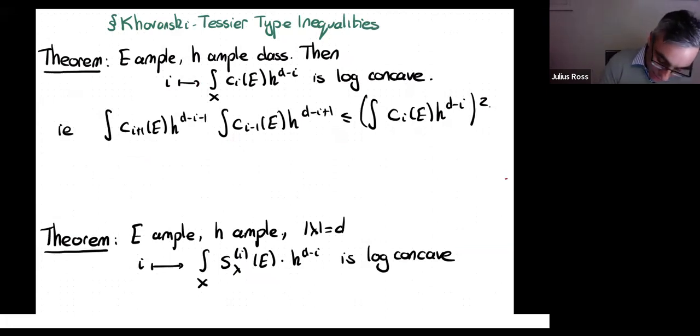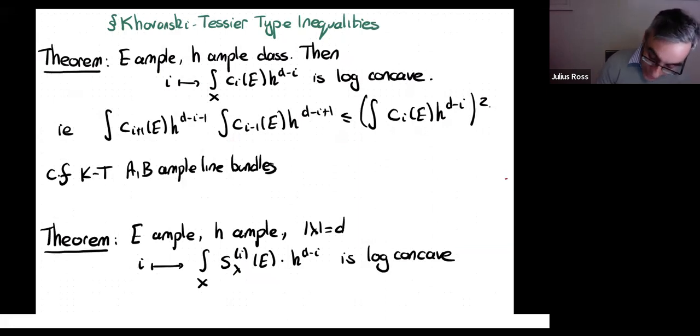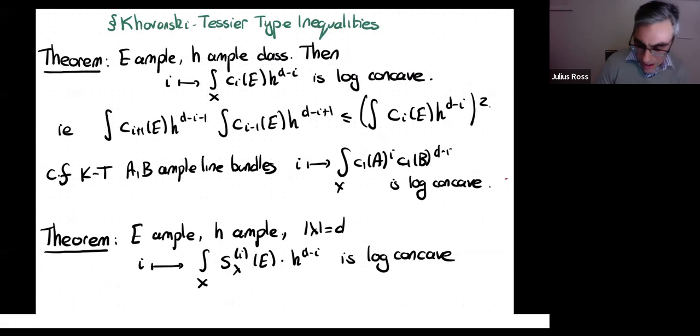So let me just say, the Khovanskii-Teissier inequalities say the following. They say if A and B are ample line bundles, then i goes to the integral of c_1 of A to the i, c_1 of B to the d minus i is log concave. So I hope it's clear that's the same sort of idea, right? Here we've got two ample line bundles, some characteristic class built between them that depends on i, and then you get log concavity.